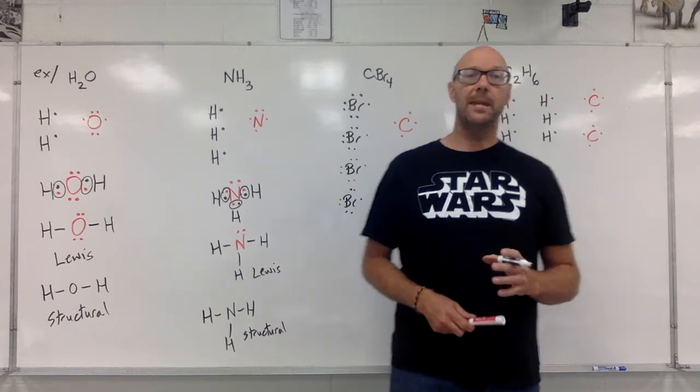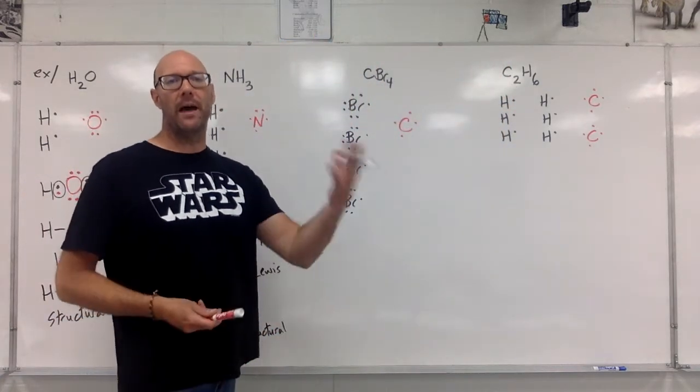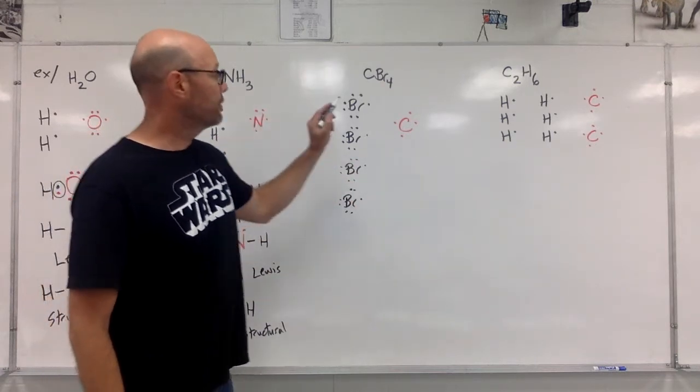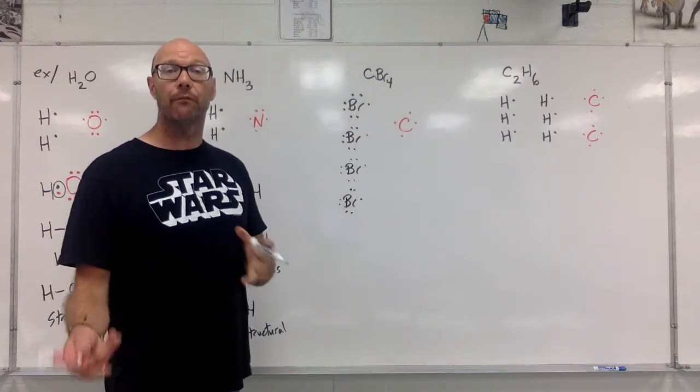Moving on, CBr4 has a name that we're not responsible for. It's tetrabromomethane. We don't care. It's the same idea. Now up another notch. We have carbon with 4 bonding electrons. It's going to have 4 bonds.